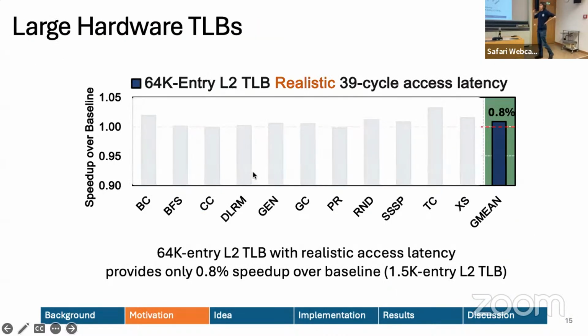Imagine we have very large hardware TLBs with 64,000 entries. Remember, that's way, way more than in our L2 TLB, way more than we currently have. Then we only increase the performance by 0.8% over the baseline, okay? And that's assuming a realistic 39 cycles access latency, which is quite bad because we increased it by quite a lot. So yeah, it's not worth it.